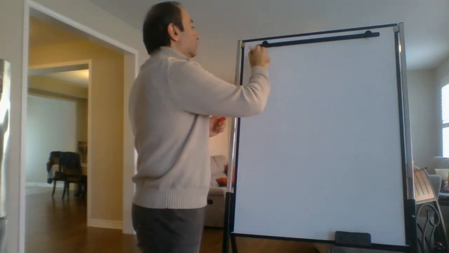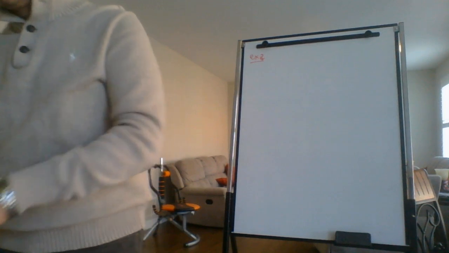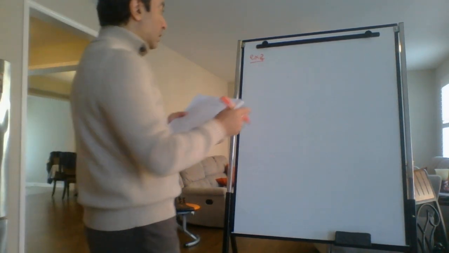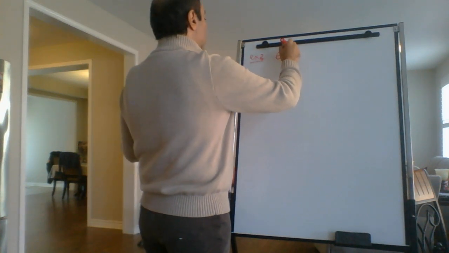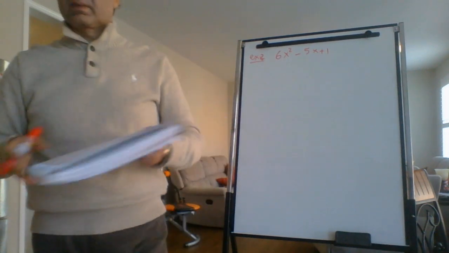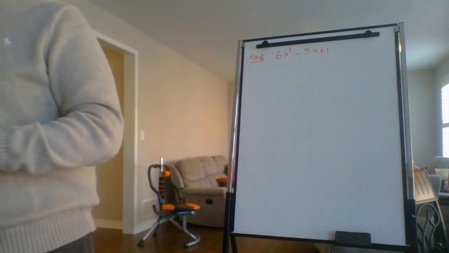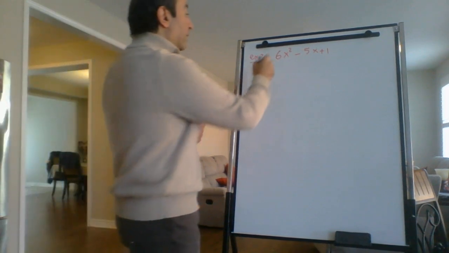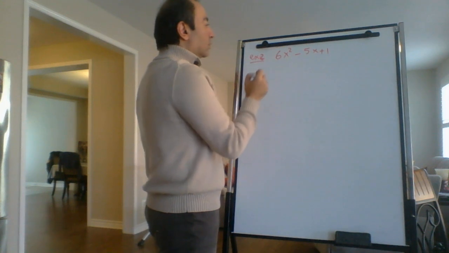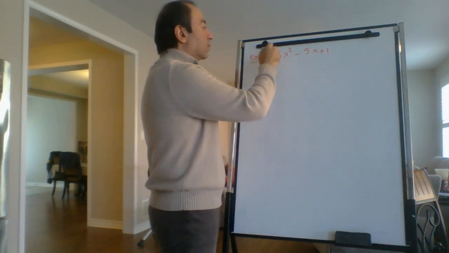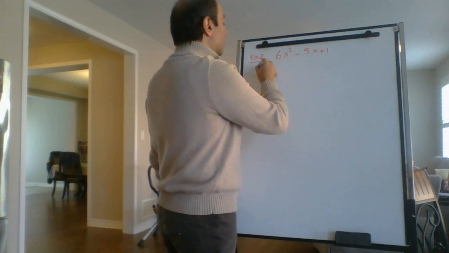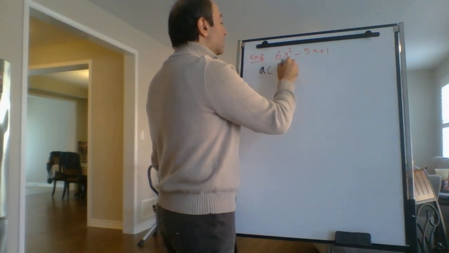Example 2. Let's say we have 6x squared minus 5x plus 1, and we need to factor this. The first thing, we look and see, can we factor a? A doesn't equal 1 and we cannot factor it, so we have to use the AC method. How do we use the AC method? We multiply the a and the c, so 6 times 1 is 6. So a times c equals 6.